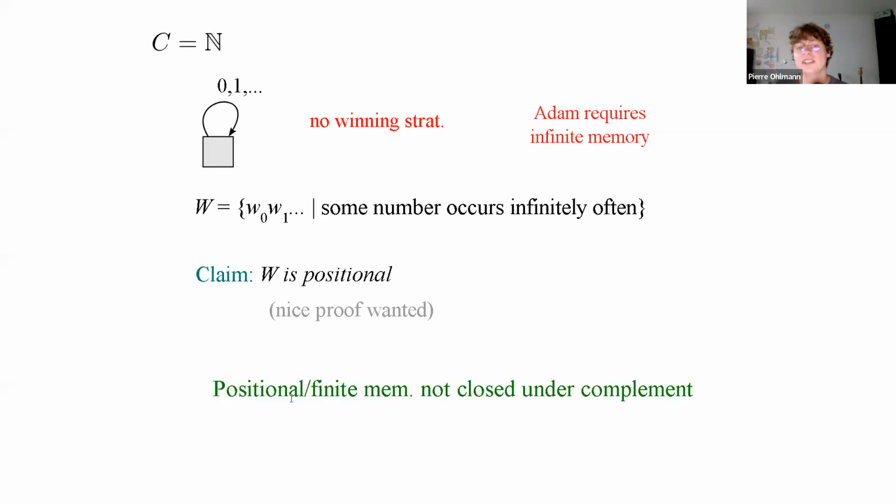And what it tells us is that positionality or finite memory is also not closed under complement, because here we have a positional objective, but the complement, or Adam, requires infinite memory to win. Sorry, may I ask? Yes. What does it mean that W is positional? It means that if I have a positional strategy. Yes, this is where I should have been clearer. When I say W is positional, it means for every game graph where I play with this objective.